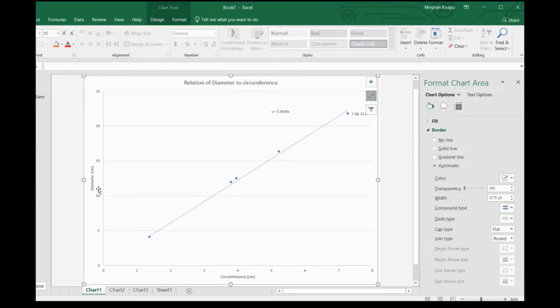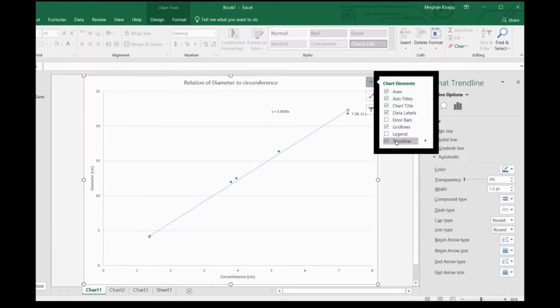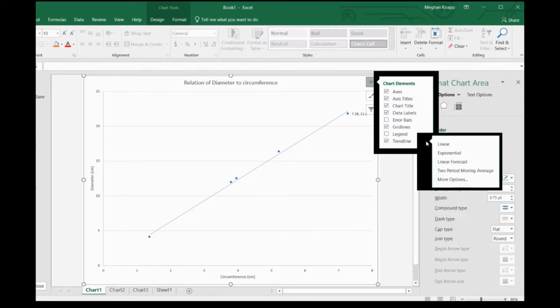So notice that we have a title up here, and then we also have the vertical axis is labeled both with what we're measuring and the units. And on the bottom, we have what we're measuring, circumference, and the units as well. Now, I've already added a trend line here. You go to this plus, and it gives me the trend line. And when I click on that, I can decide what I want to do. So in this case, we're looking at a linear relationship, and so that works.